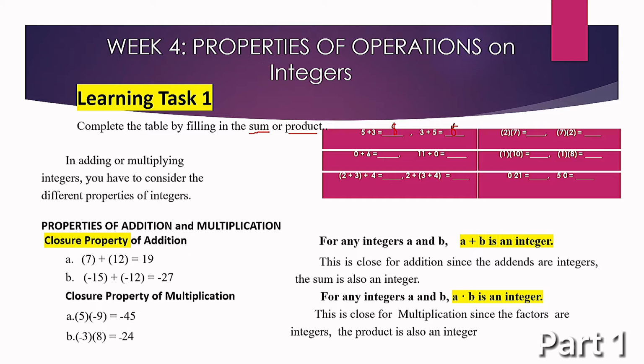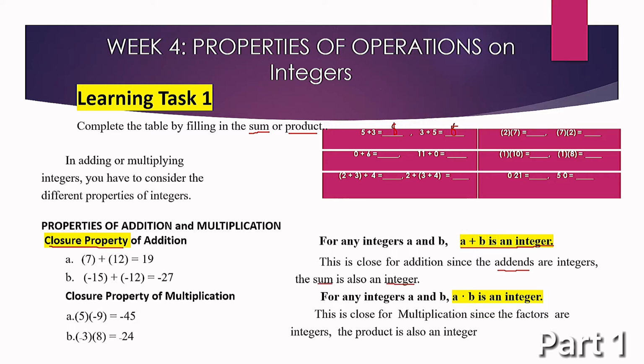In adding or multiplying integers, you have to consider the different properties of integers. So, number 1 property is the closure property. For addition, any integers a and b, a plus b is an integer. This is closed for addition since the addends, yung dalawang numbers, ay integers. The sum is also an integer.